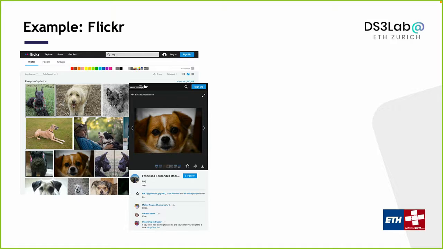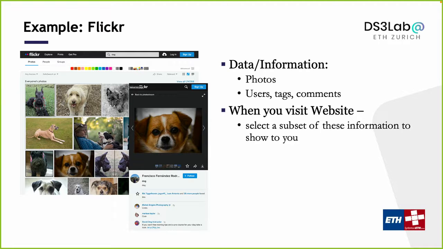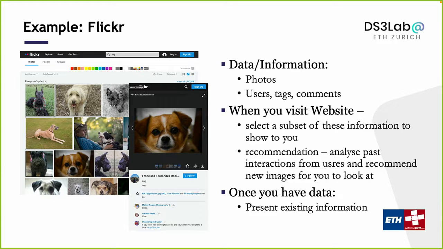Another example, look at Flickr. What are the information and data that you have? You have all those photos, you have users, you have text, you have comments. When you visit this website, you need to query this collection of data. You need to select a subset of this to show to you, for example, all the pictures that contain dogs. How can you do that when you have millions of images? Sometimes you need to do some recommendation, like what is the next image I need to see, and so on and so forth. Once you have data, you can present that information and also get insight about what is there.